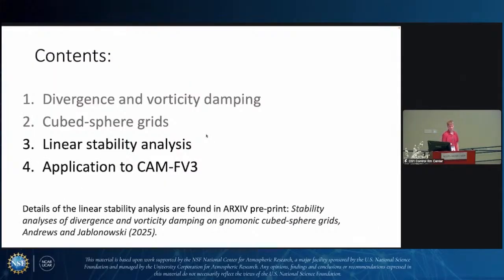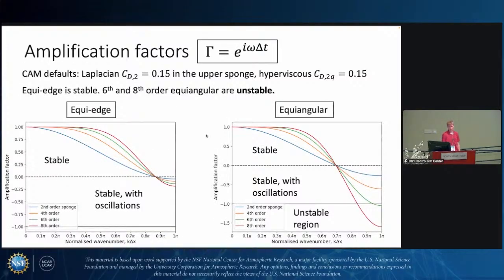Okay, so let's get to some linear stability analysis. I won't show any of the derivations for the sake of time, but you can see more in our preprint. Here I'm plotting amplification factors to show the effect of applying the diffusion. On the y-axis, we're plotting the amplification factor. If this is between 1 and -1, we're in a stable regime. If this factor drops below -1, then we have amplification from the diffusion, and our simulation will blow up.